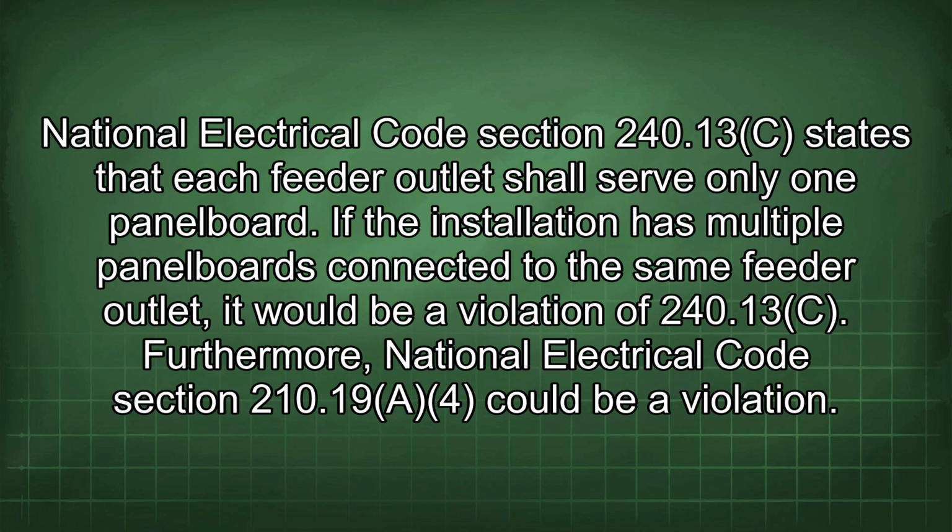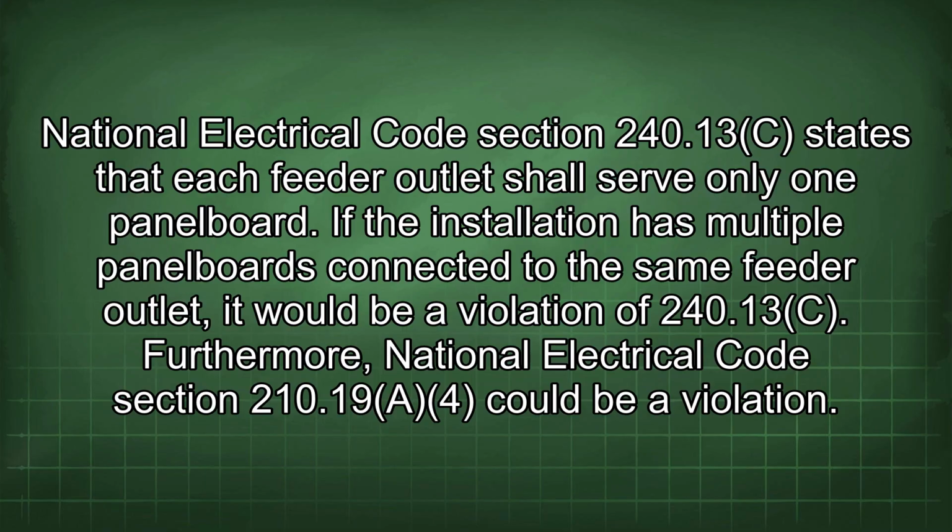Secondly, let's consider other code violations that may be present in addition to 240.24(B). National Electrical Code Section 240.13(C) states that each feeder outlet shall serve only one panel board. If the installation has multiple panel boards connected to the same feeder outlet, it would be a violation of 240.13(C).